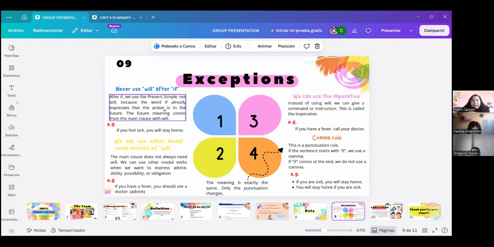Exception 2, we can use other modal verbs instead of will. We can use other modal verbs when we want to express advice, ability, possibility, or obligation. In this case, we can use should for advice, can for ability or possibility, may for possibility, and must for strong obligation. For example, if your symptoms continue, you must visit a doctor. This expresses obligation.